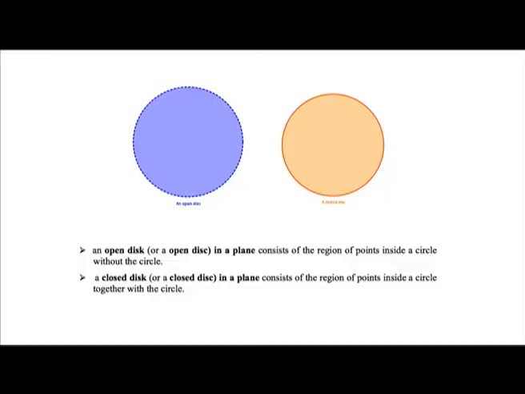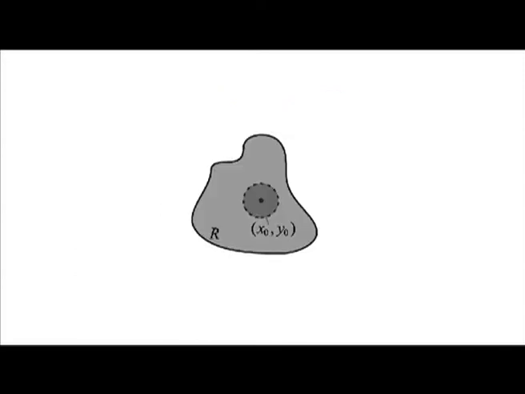An open disk in a plane consists of the region of points inside a circle without the circle. A closed disk in a plane consists of the region of points inside a circle together with the circle. A point (x₀,y₀) in a region R in the xy plane is an interior point of R if it is the center of a disk that lies entirely in R.